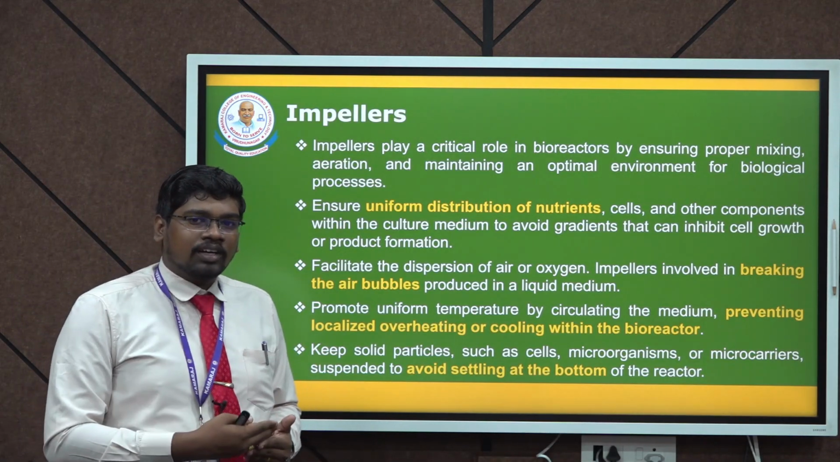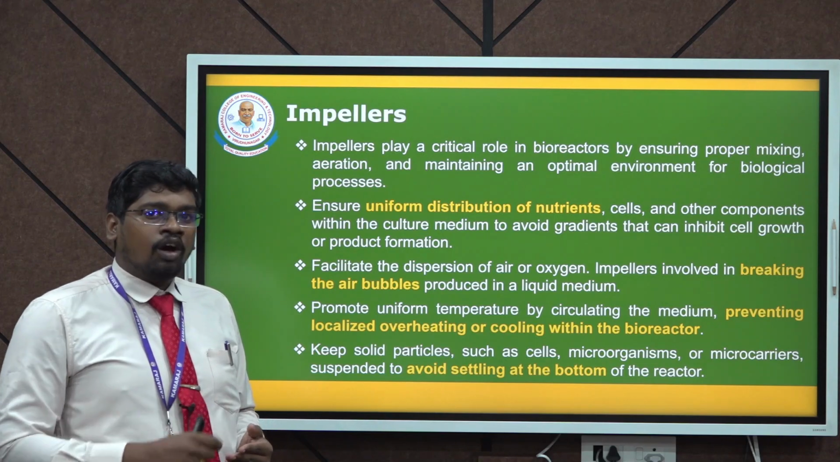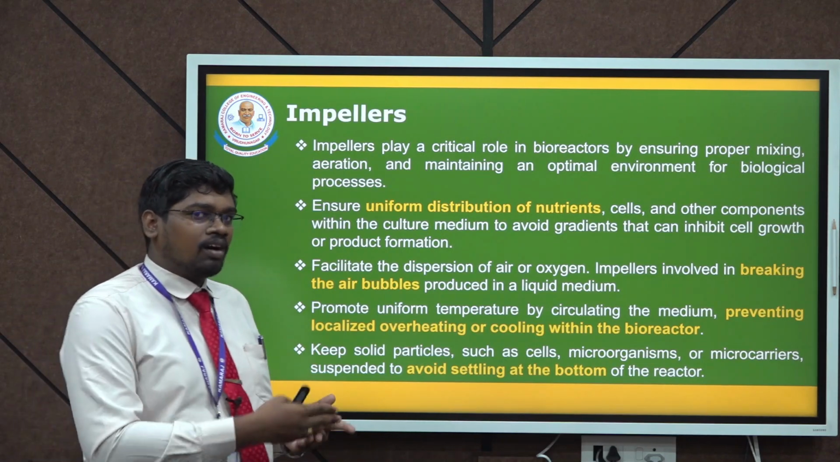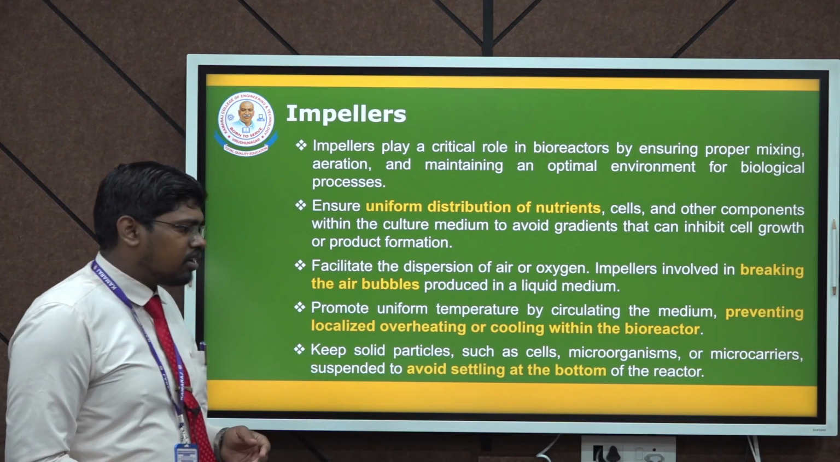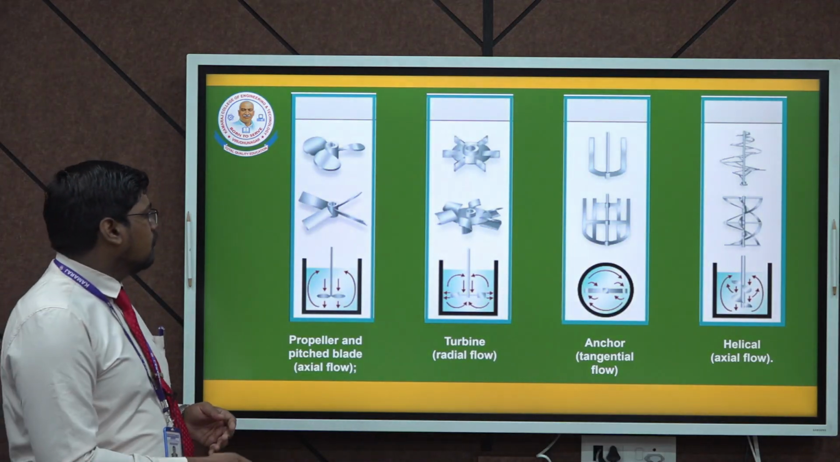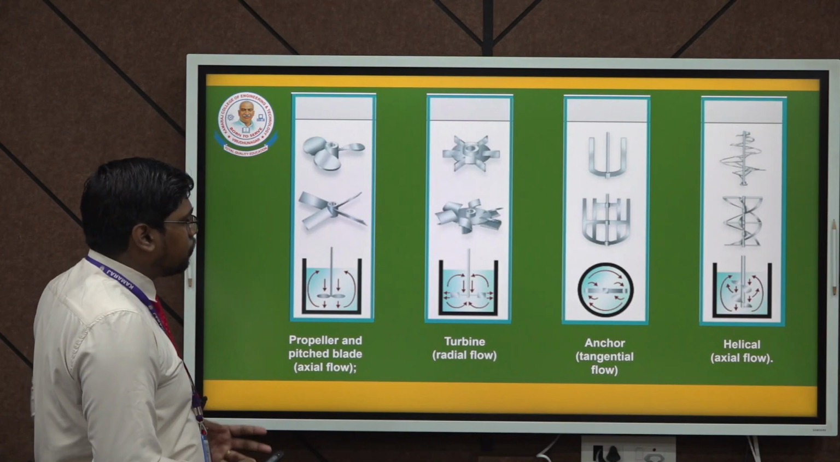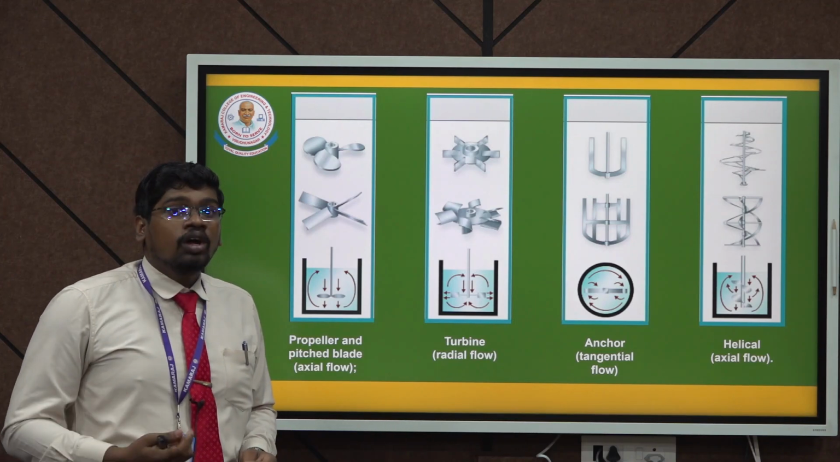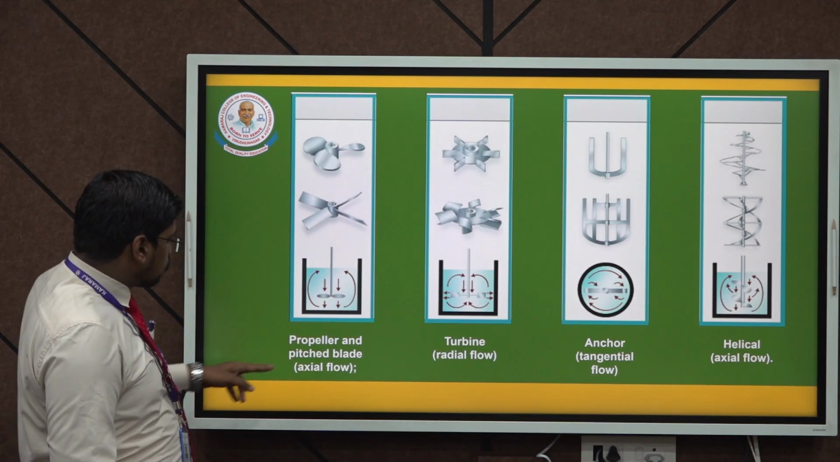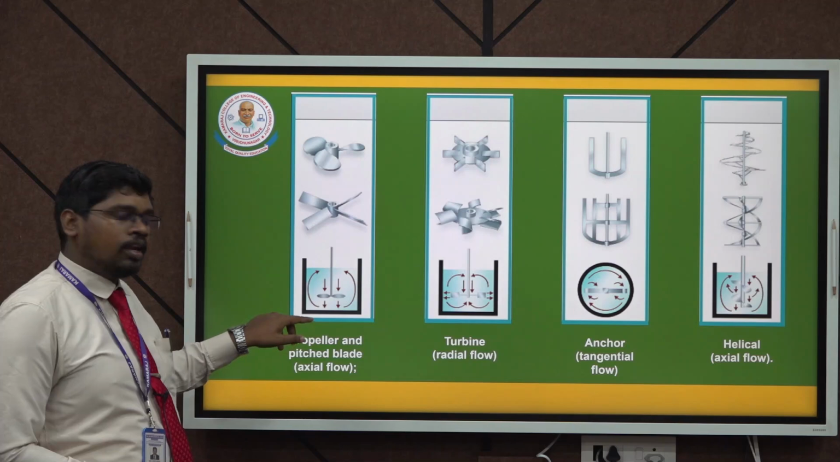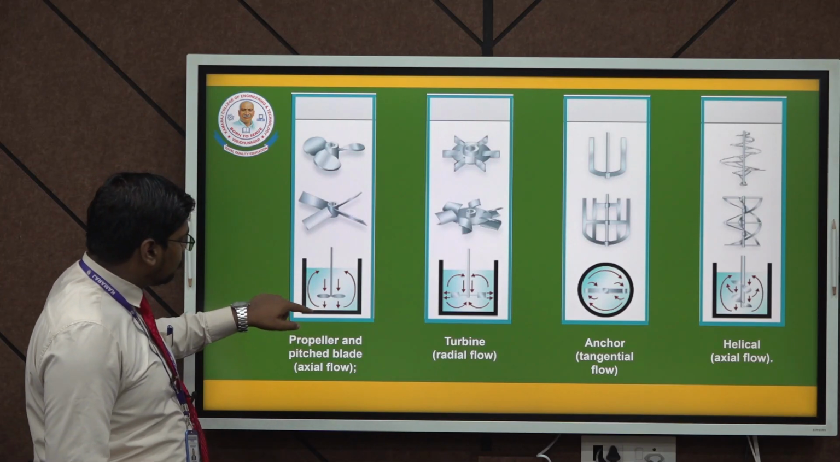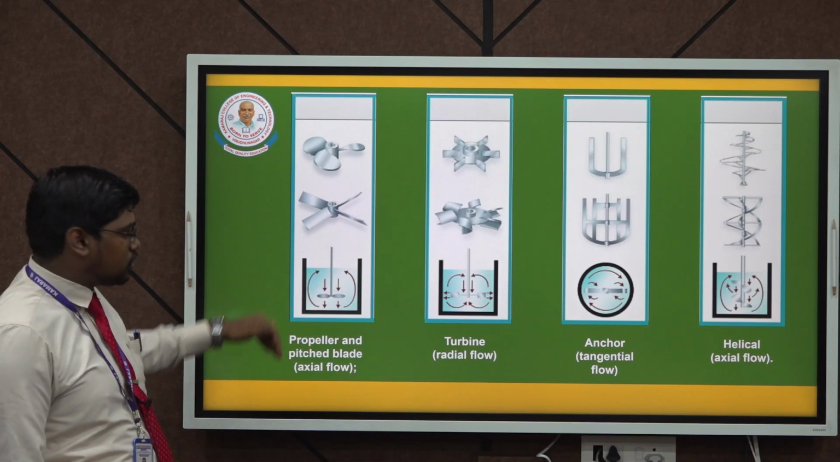Impellers are also important to avoid the settling of cells, nutrients, or other components present inside the bioreactor system. These are some of the most common types of impellers. These impellers provide various types of flow: radial flow and axial flow. For example, in axial flow, the liquid is moved in the direction of the axis of the impeller shaft.